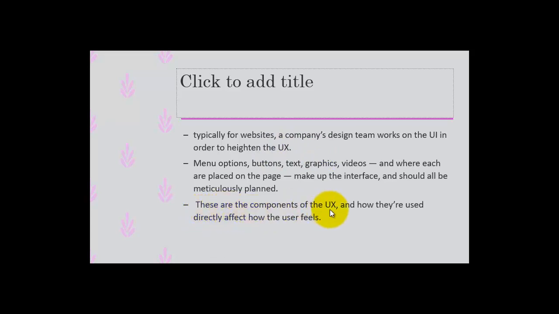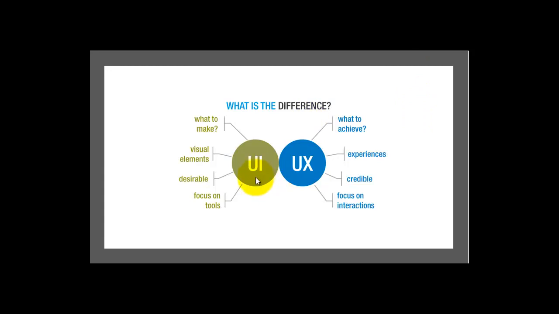These are the components of UX and how their use directly affects how the user feels. To know the difference, user interface is what to make in order to achieve something, and user experience is what to achieve. User interface is designing the visual elements, whereas user experience is about the experiences. So you make the visual elements to deliver an experience. You make your product desirable by making your user interface desirable, and by doing that, you make your product credible.